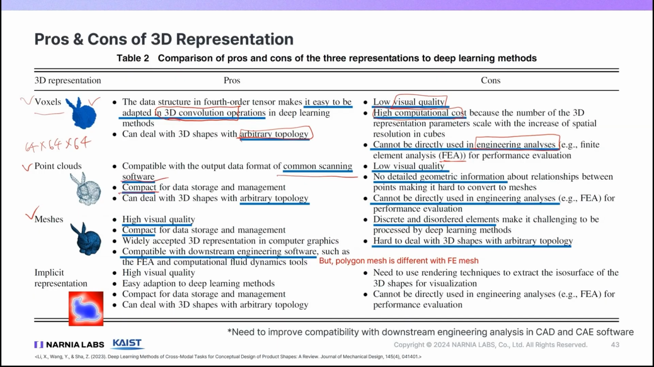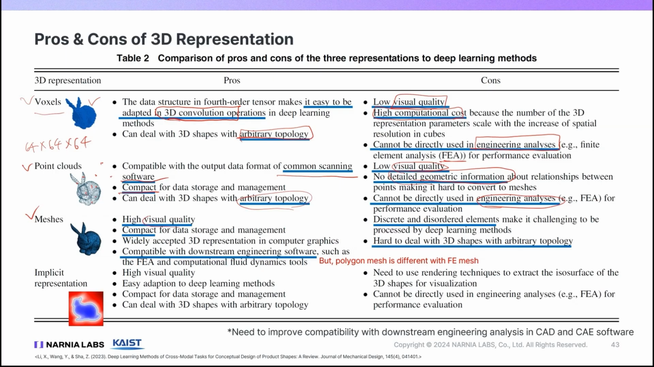Point clouds have the advantage that they can usually be easily obtained using scanning software. They're compact compared to voxels because you only need the position information for each point. And you can also represent arbitrary shapes well at the same time. The downside is that the visual quality is equally low, and it doesn't contain detailed geometric information. Because there are only points, it can't understand the relationships between the points. And likewise, you can't perform engineering analyses like FEA with point clouds.